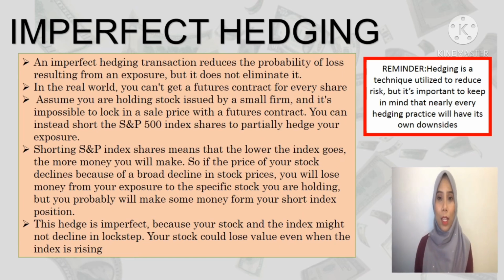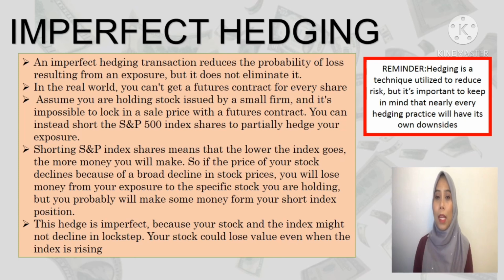What about imperfect hedging transaction? An imperfect hedging transaction reduces the probability of loss resulting from an exposure, but it does not eliminate it. In the real world, you cannot get a future contract for every share. Assuming you are holding stock issued by a small firm and it is impossible to lock in a sale price with a future contract, you can instead short the S&P 500 index share to partially hedge your exposure.